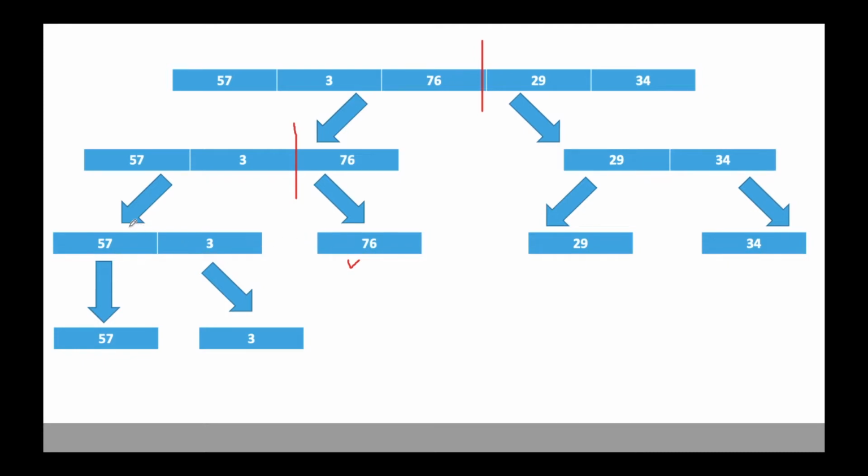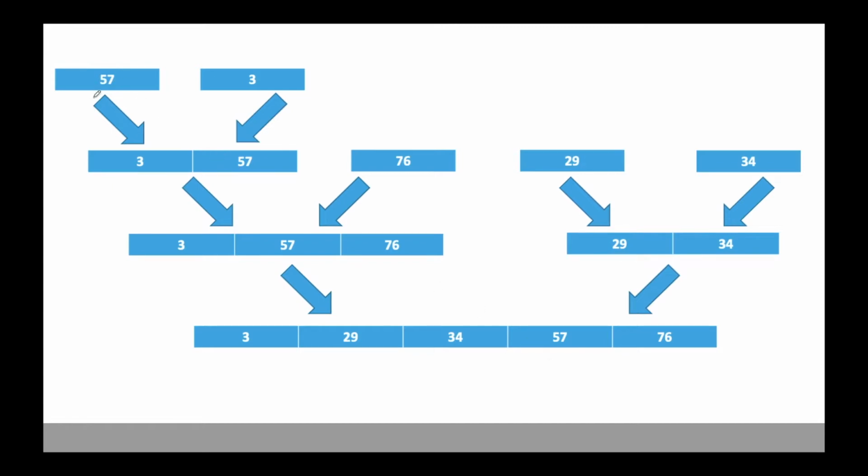So now we look at the left side of the left part, which is 57 and 3. Now this isn't one element, so we have to split it again, and since it's even, we can split it down the middle. And we have two elements, 57 and 3, and these are both individual elements, so these two are complete. Now, for the right side, we have 29 and 34, and since this is a group of two elements, we have to split it in half. So we have 29 and 34.